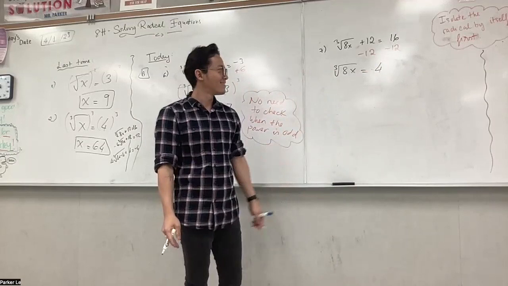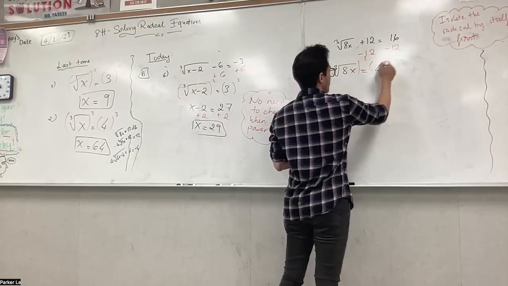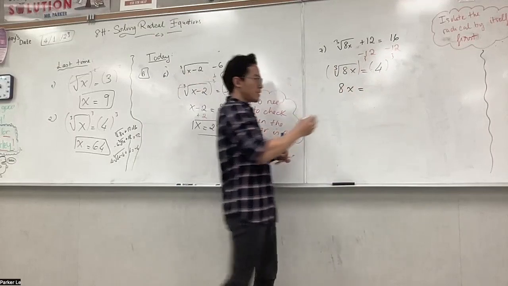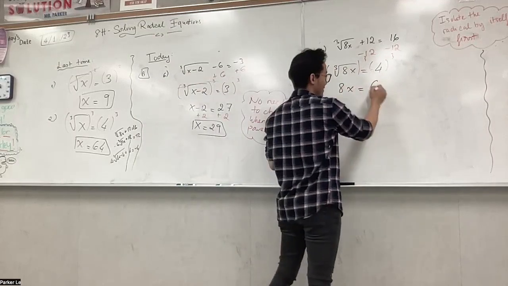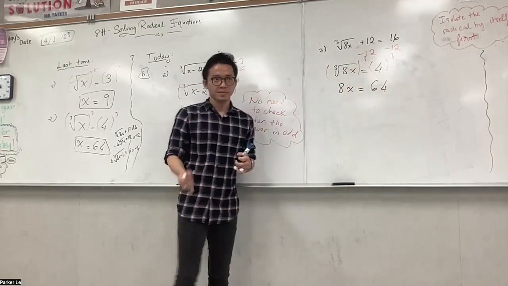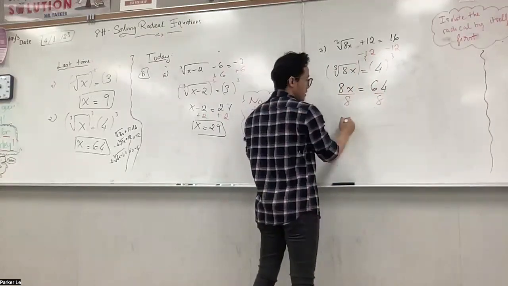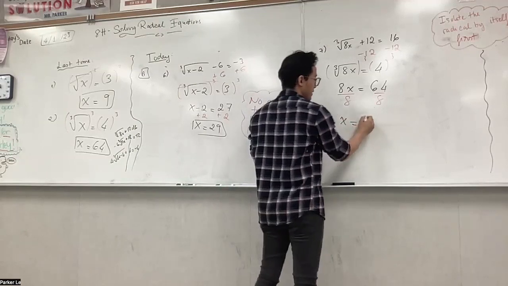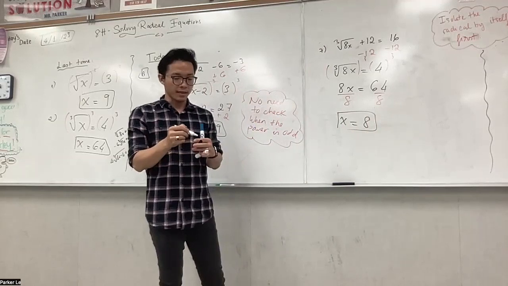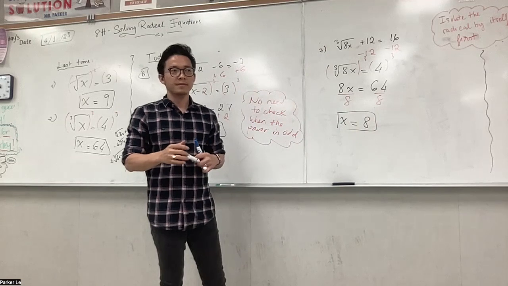All right, now how can I get rid of the cube root? You cube it. Cube root and cube cancel out. What is 4 cubed? 64. I was thinking of square. Divided by 8. What is 64 divided by 8? 8. Do we need to check? No, because it's a cube root, the power is odd.